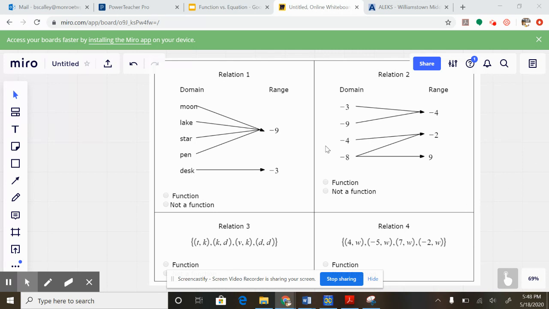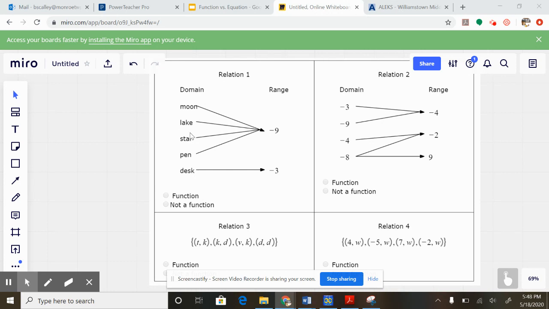We got them listed a couple different ways. There's mapping diagrams. There's just lists of ordered pairs. You can see these in tables too. And you're really just looking at all the inputs, or aka domain. Input, domain, they're the same word. They mean the same thing. Range is your output. So you're looking at, do all your input values only have one output value?